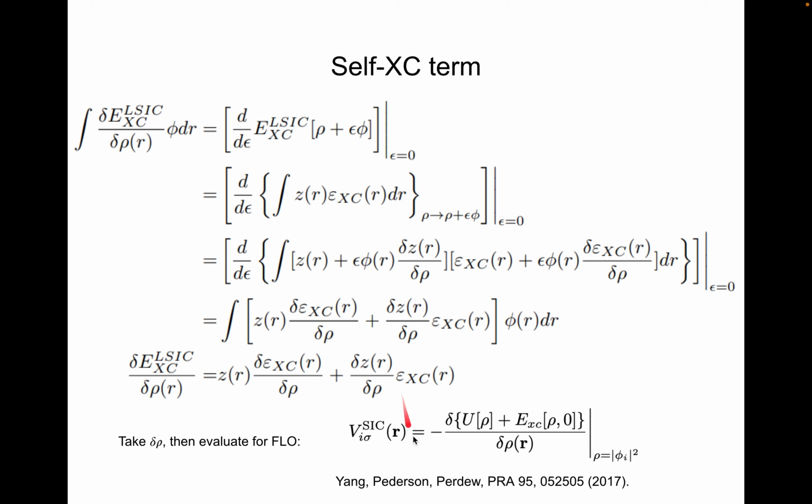Now, when you go back to the original full SCF implementation of the FLOSIC methodology in the 2017 paper, to obtain the SIC potential, what they did in this paper is you take the delta of the rho and then set the rho evaluated at the flow to obtain the SIC orbital potential. So in our case, we also follow the same procedure. Here we took the delta of rho and later we set the rho at the flow to get the SIC potential.